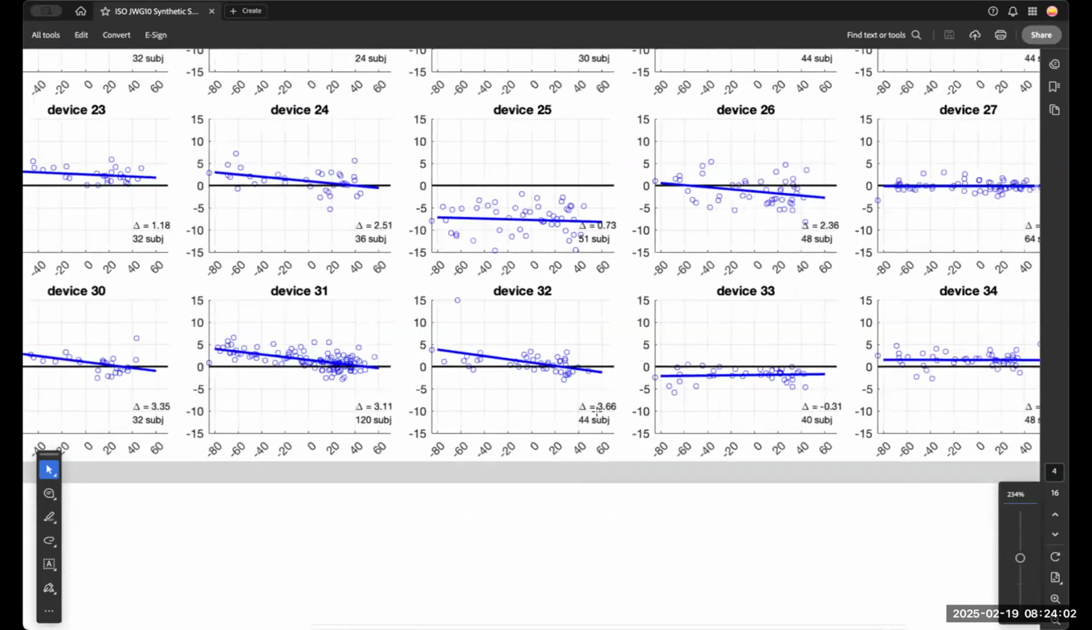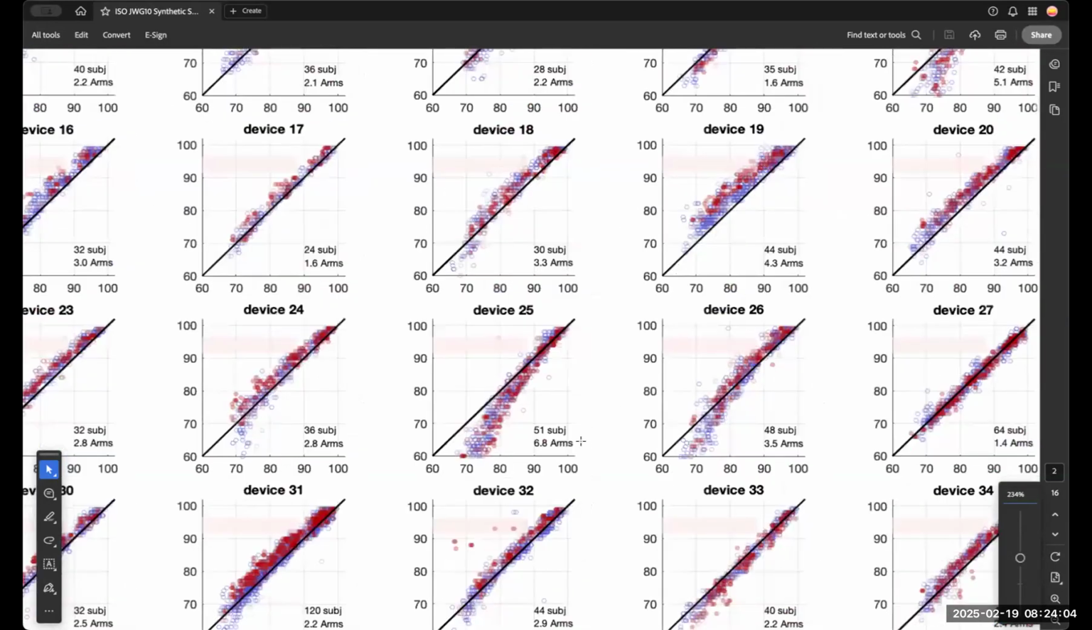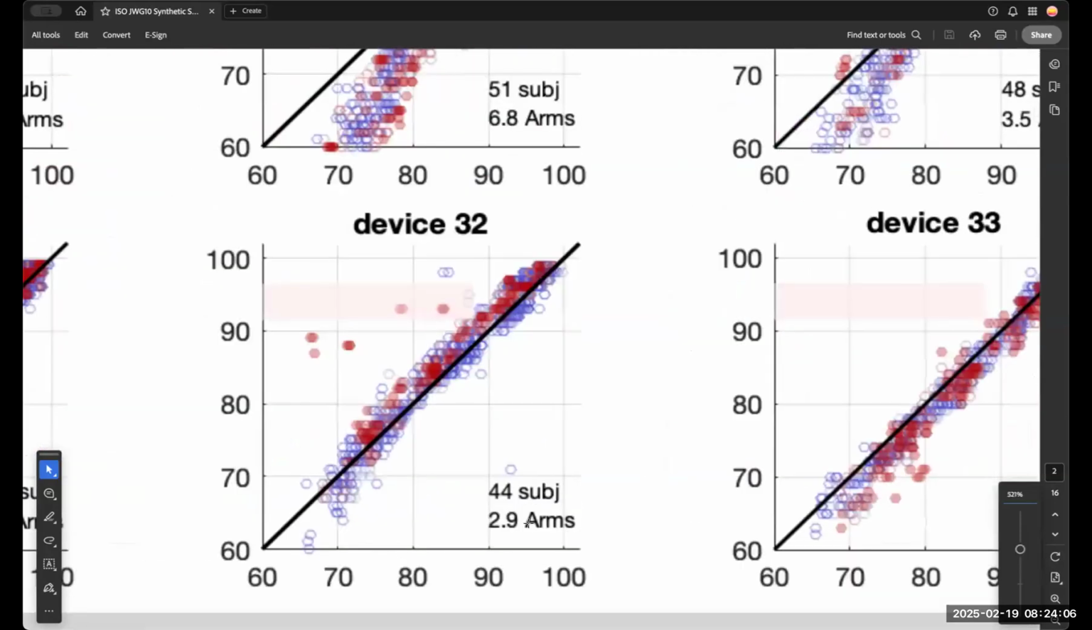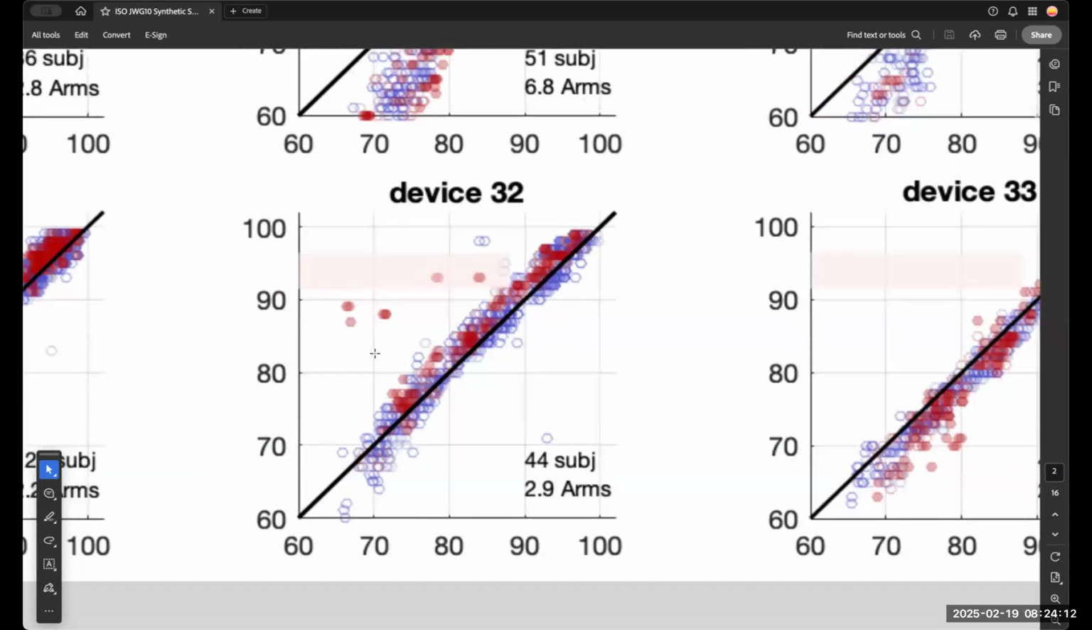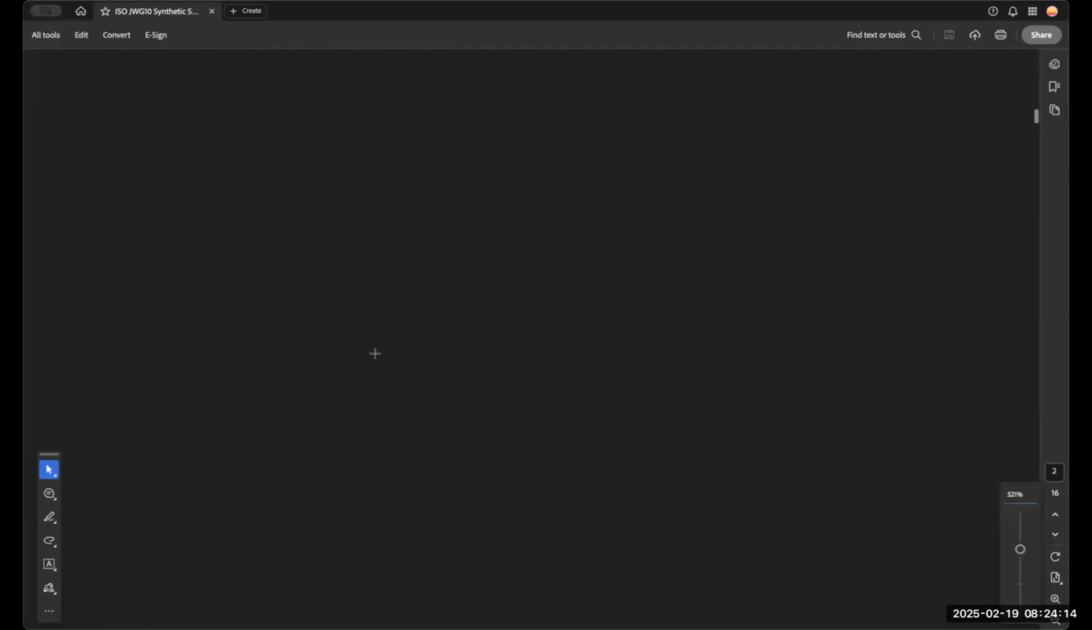What's interesting is that this device 32 had an overall ARMS of 2.9 and would have passed by that criteria, but you can see that there are a number of outliers in the occult hypoxemia range.